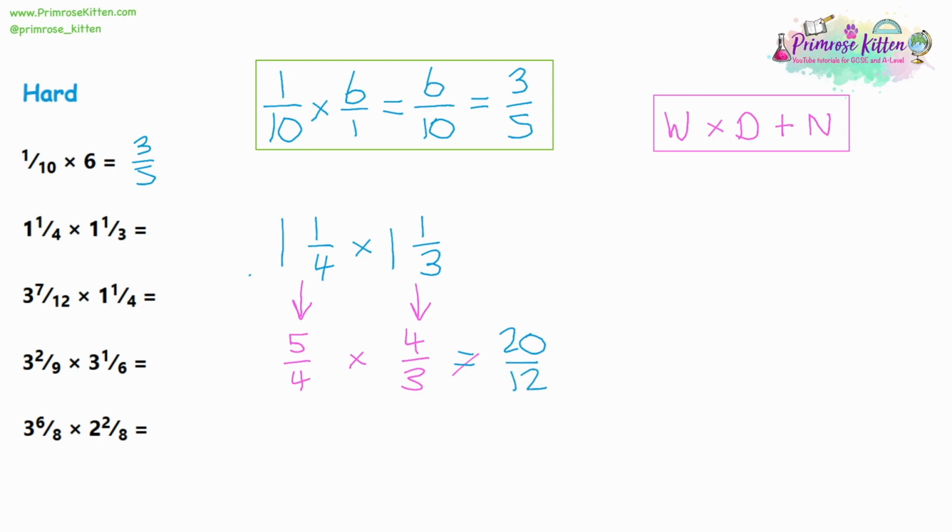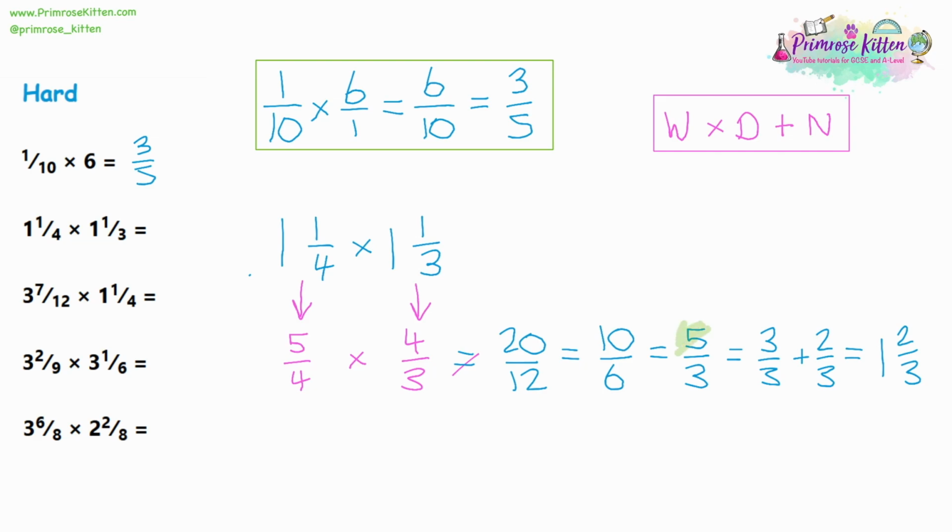Now again, we have even numbers, so let's simplify. Let's divide these numbers by 2. 20 divided by 2 is 10, and 12 divided by 2 is 6. Those numbers are still even. Let's divide by 2 again. Always double check, can you simplify more than once? 10 divided by 2 is 5, and 6 divided by 2 is 3. And then finally, this is a top heavy number, 5/3. So 5/3 will be the same as 3/3 plus 2/3. So we have a whole number there, giving us 1 2/3 as our answer.